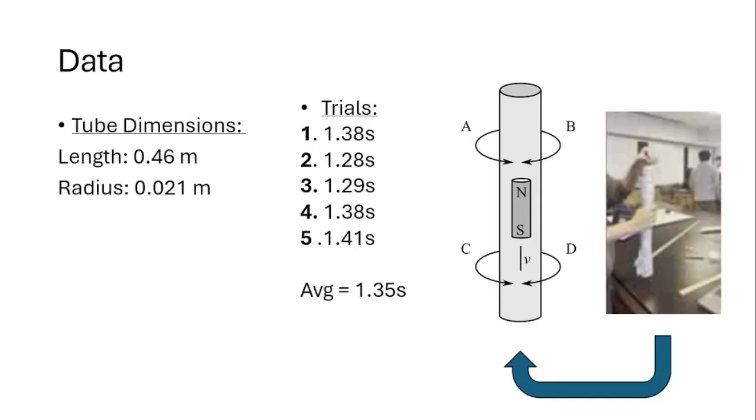So here is our data. We got the dimensions of the tube. The aluminum tube that we made had a length of 0.46 meters and a radius of 0.021 meters. And for the trials, for the first one we got 1.38, 1.28 for the second one, 1.29, and then 1.38 and 1.41, and then we average this to get an average time of 1.35 seconds.